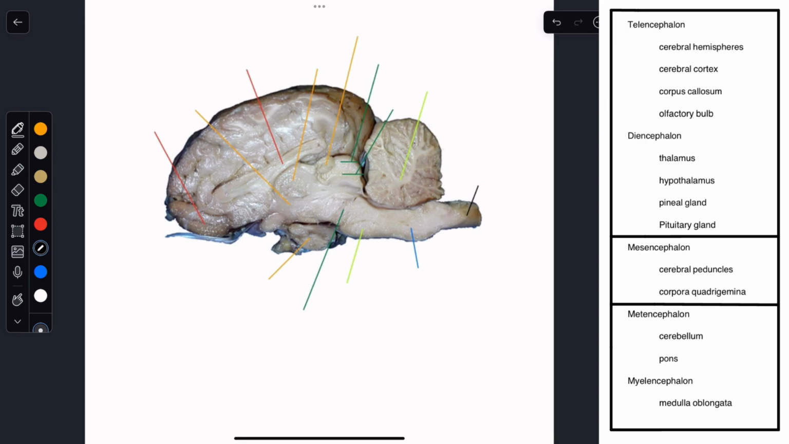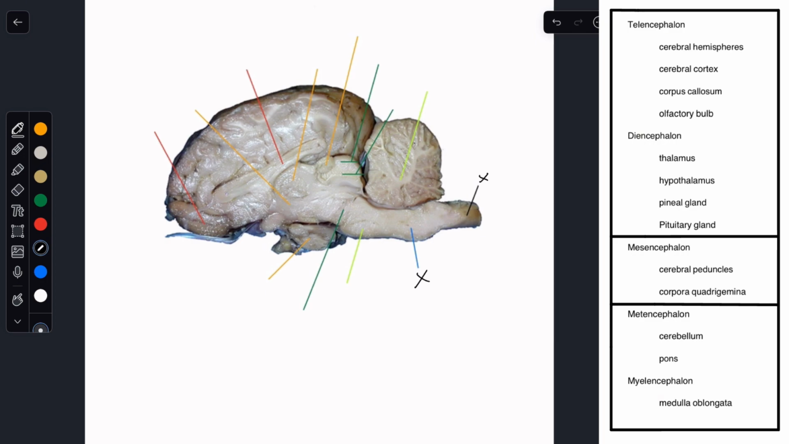All right, starting off from the bottom again, this structure here is the spinal cord, right? Cool. Now with the myelencephalon, the only one in the lab list is the medulla oblongata, which is the structure right here. I'm just gonna try my best to draw the structure. That right there is the medulla oblongata. Going over the metencephalon, we have the pons and the cerebellum.